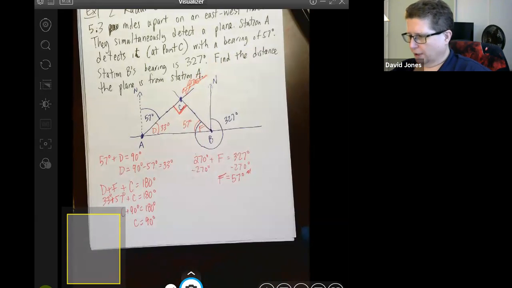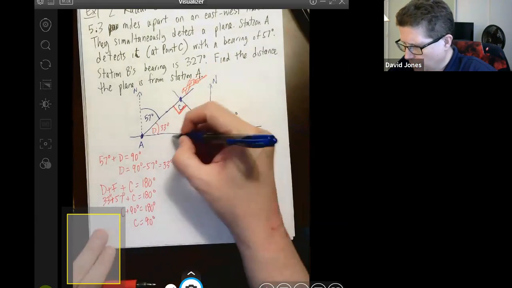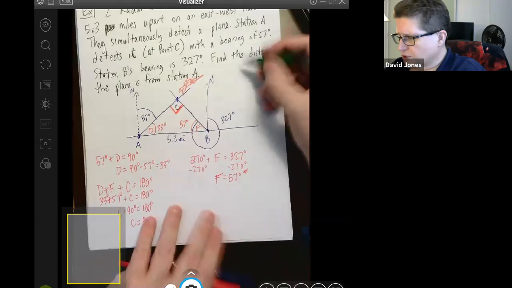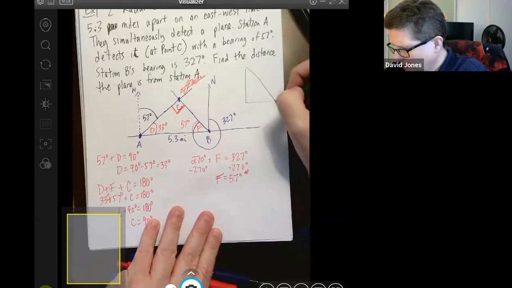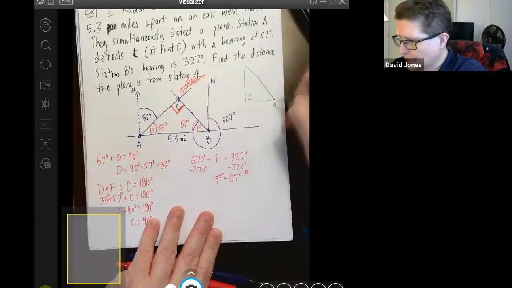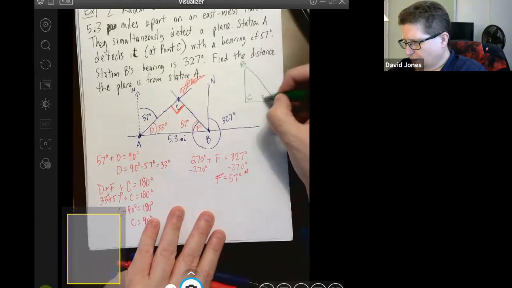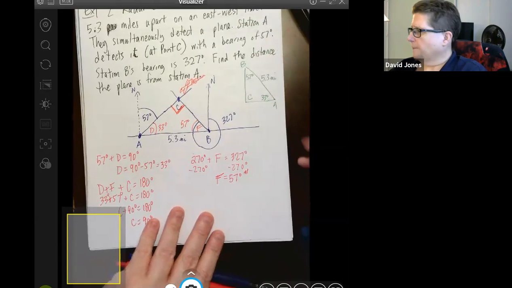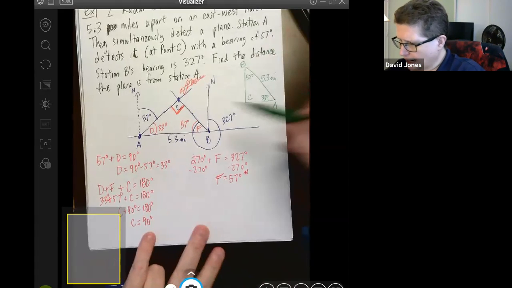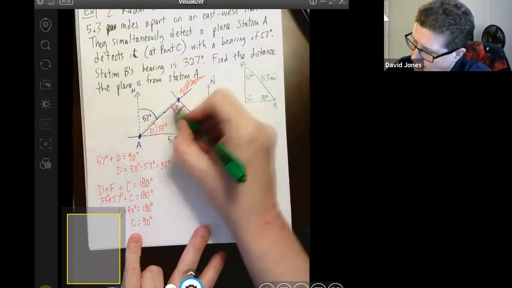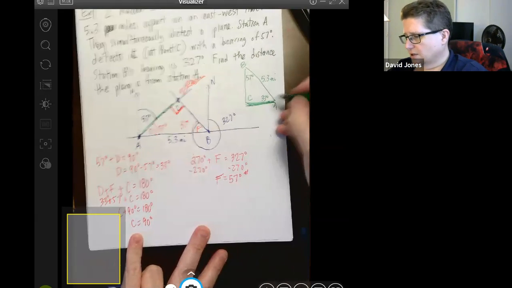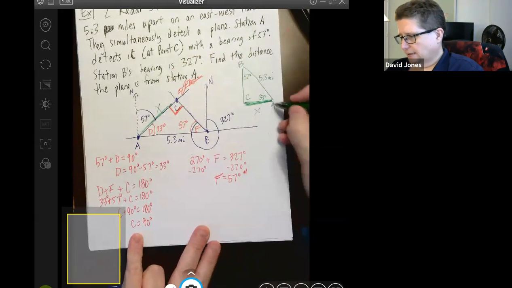So what are we looking for here? I'm going to redraw this triangle. What else did we have? This was 5.3 miles. I'm going to sketch this triangle and just rotate it like this. So this is C. That's point A. That's point B. This is 33 degrees, 57 degrees, 5.3 miles. And I want what side? I'm looking for the side right here, which is this side right here. So let's call that X.